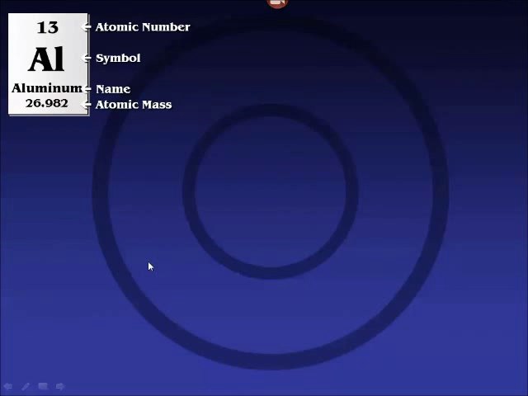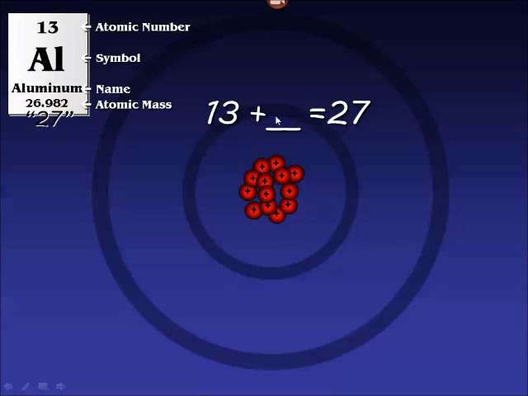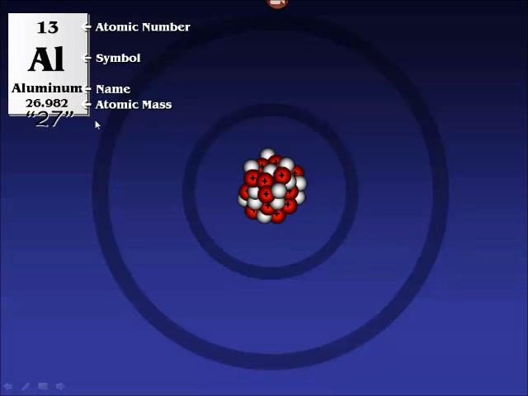All right, let's take a look real quick at aluminum. This is a bigger atom, obviously. Look at the size of this thing. 13 protons in the center. Atomic mass, let's figure out how many neutrons. Atomic mass is about 27. We round it off to 27. So what does that tell us? We need to have 13 plus something. 13 plus something gives us a mass of 27. How many neutrons do we need to add in here? That's right, 14. Add those in there, and you're going to end up with atomic mass of 27.